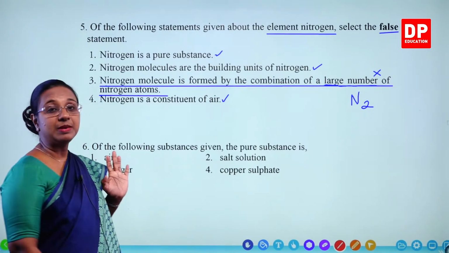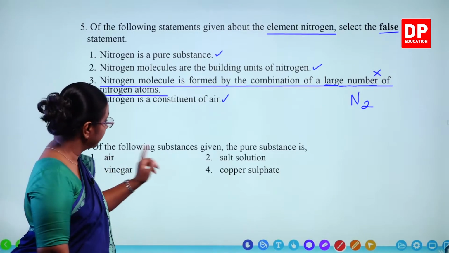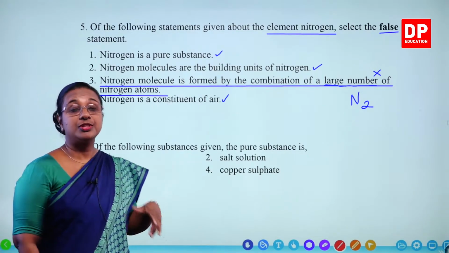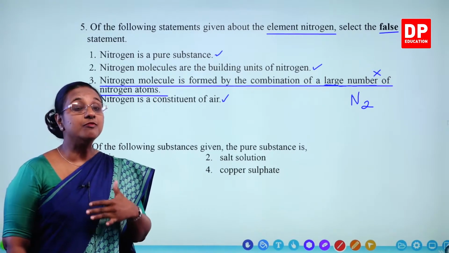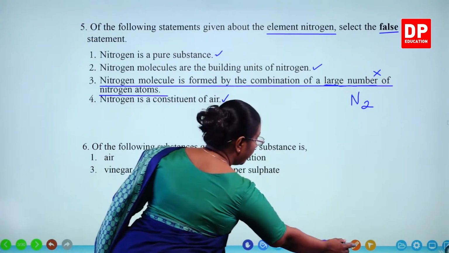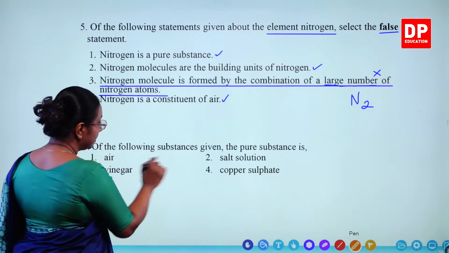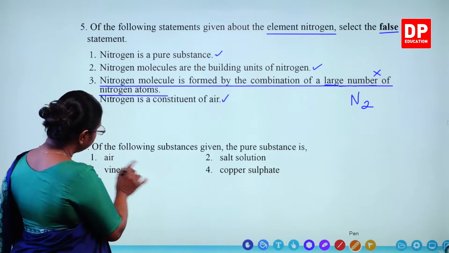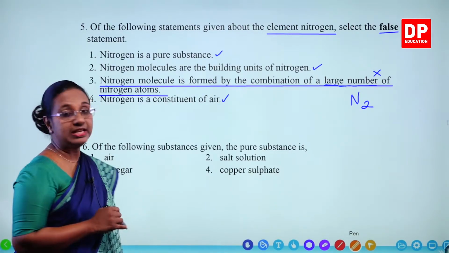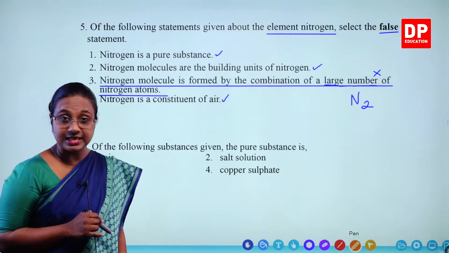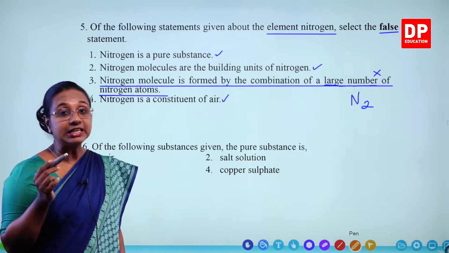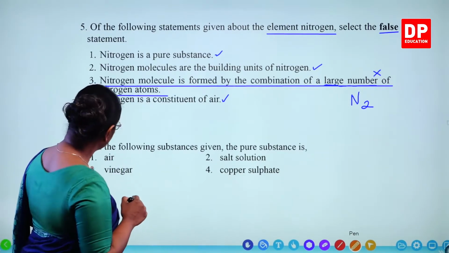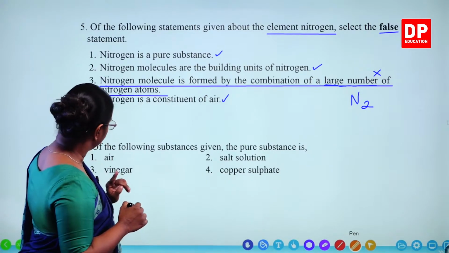Air is a mixture. There are many gases. Then salt solution. So that means salt is dissolved in water. So those are all mixtures. Now this is a mixture. Salt solution is a mixture. What about vinegar? Vinegar is acetic acid. So you all know that is a compound. Then it has to be a pure substance.